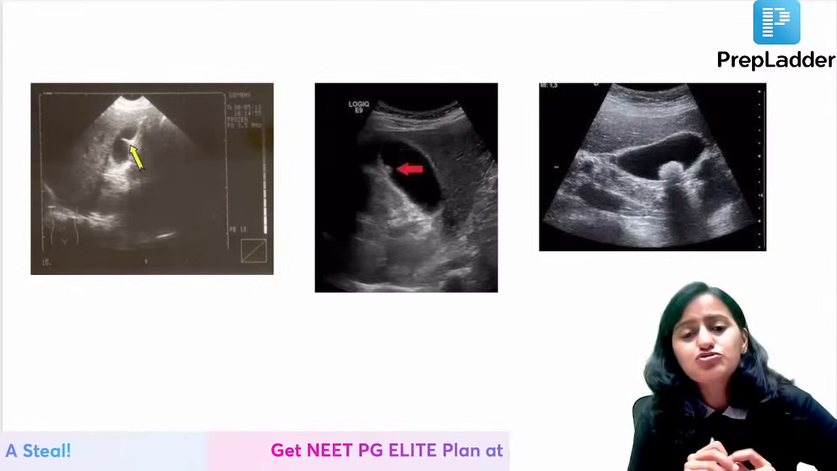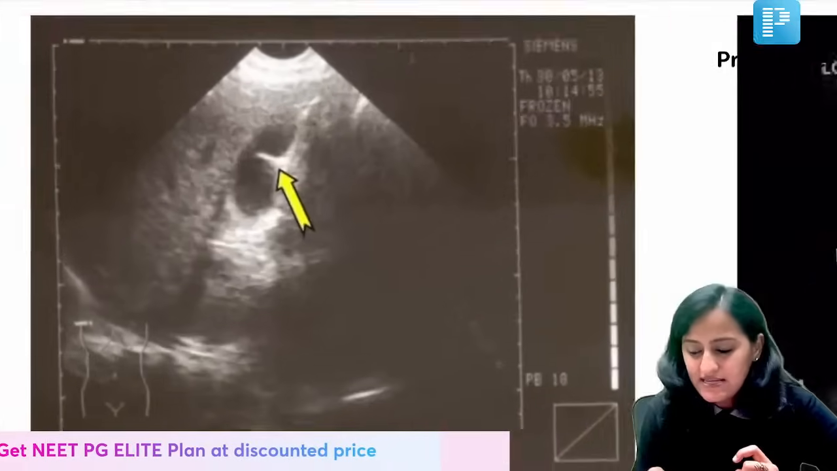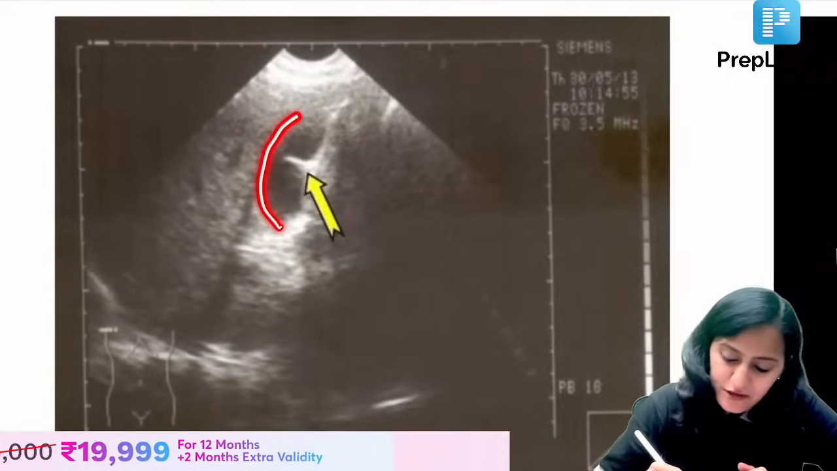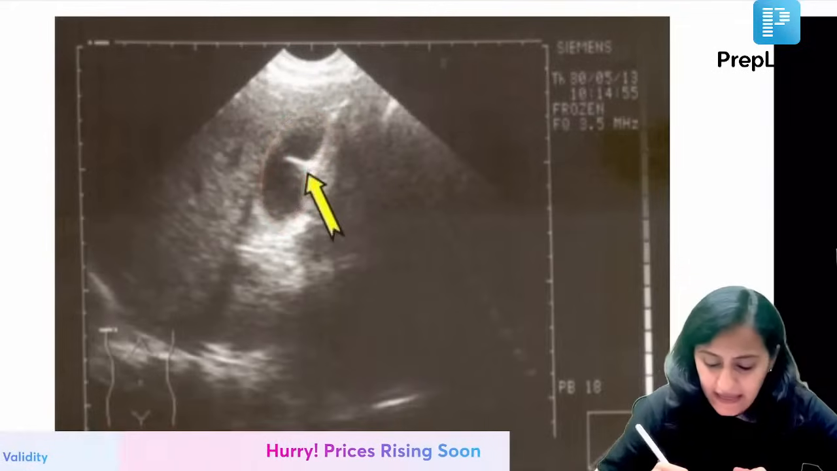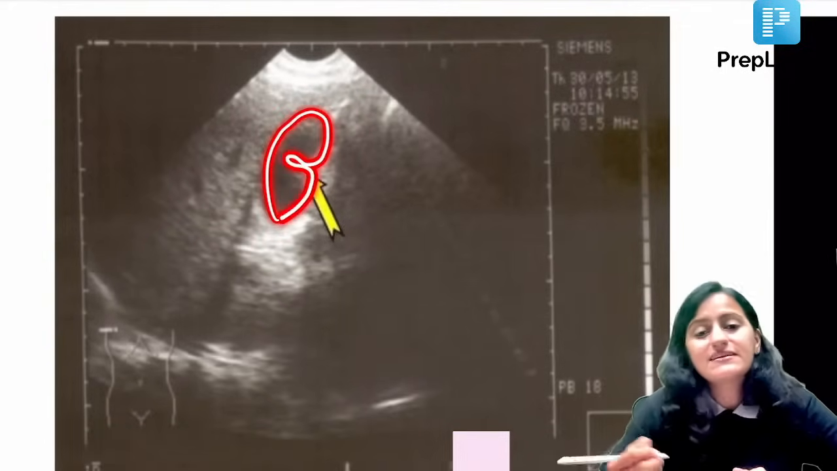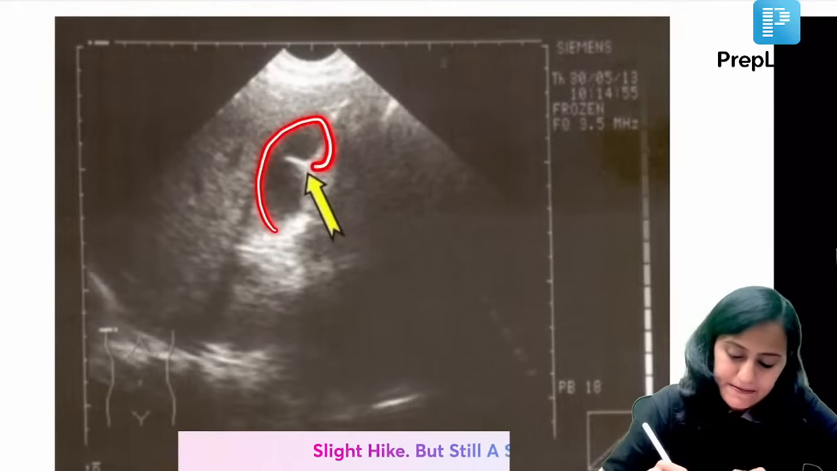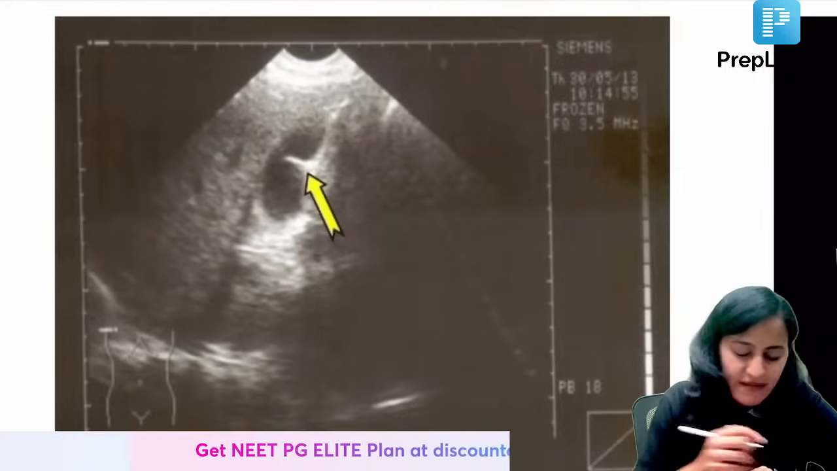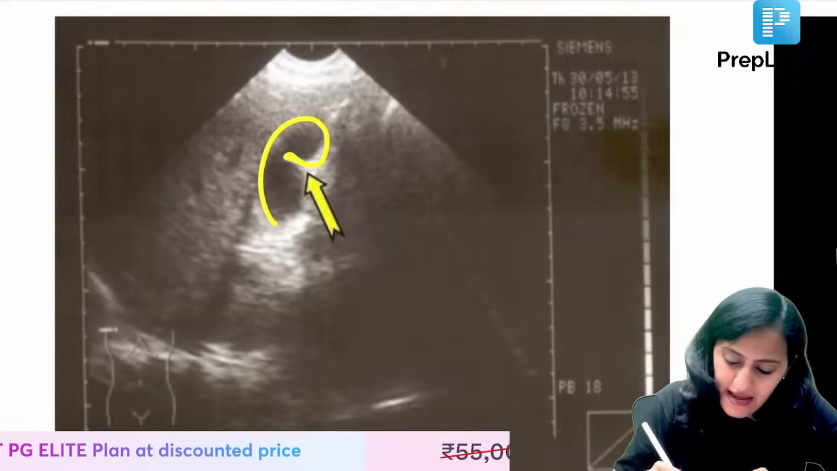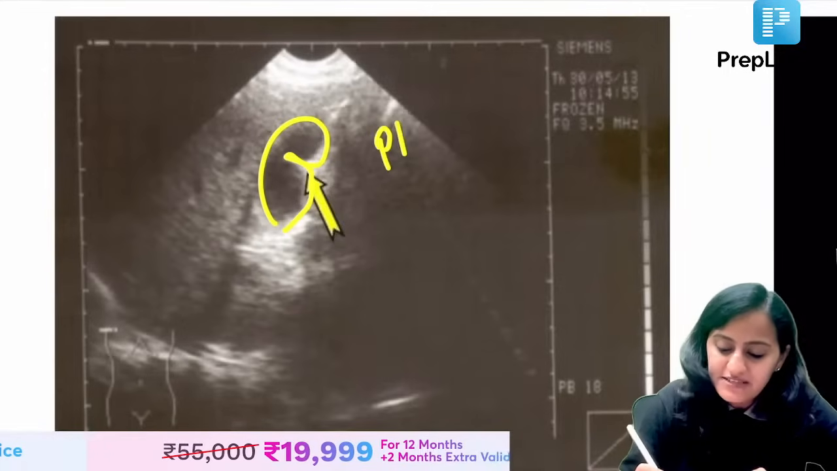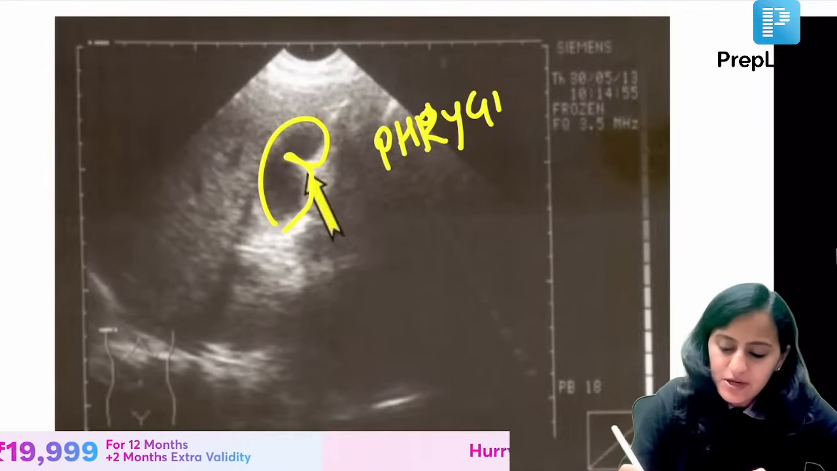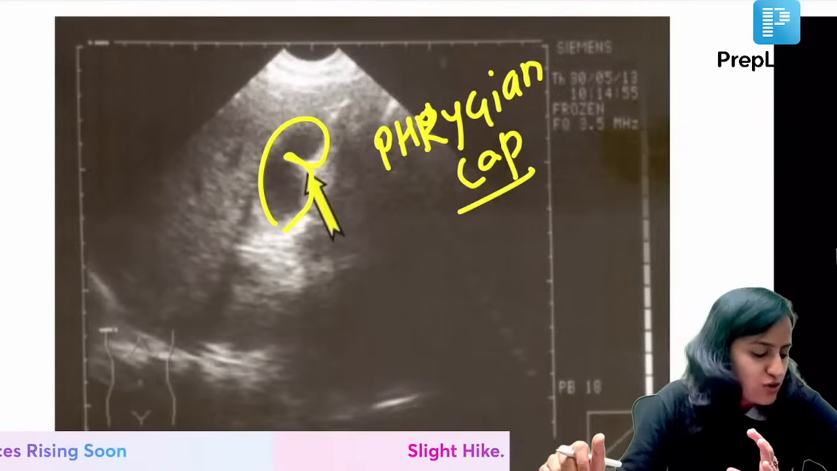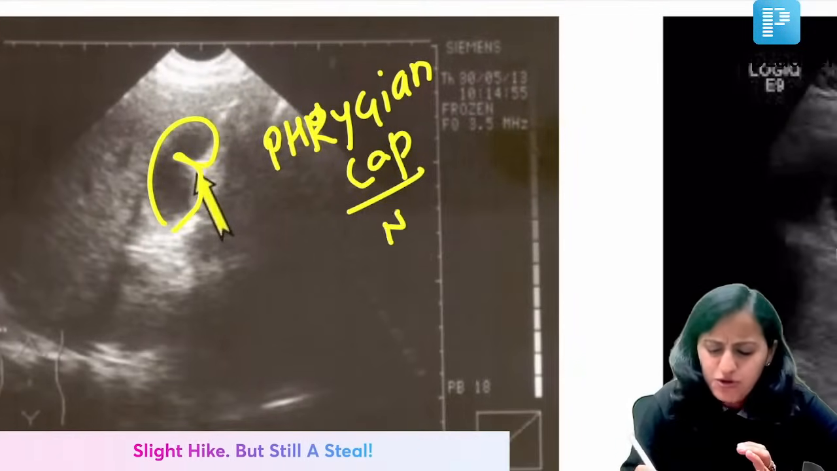Next one, coming to 3 important gallbladder pathologies. This was asked in one of the recent exams. What are you seeing here? The black fluid-containing structure is the gallbladder, and in the gallbladder there is a fold-like thing that you are seeing. What is this called? The gallbladder is folding. Very good. This is called Phrygian cap, which is just a normal variant in the shape of the gallbladder.